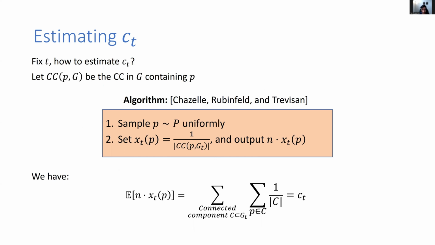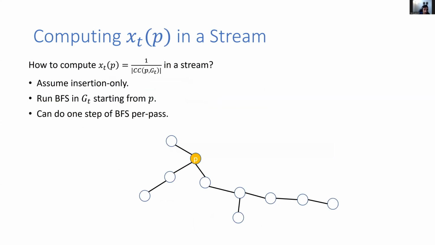Okay, so let's put that aside. Now let's ask, how could we actually estimate this quantity, this estimator? How could we implement it in a stream? Well, let's assume for simplicity we're in an insertion-only setting, and how could I actually estimate this value? Well, I could allow myself multiple passes over the stream. On the first pass, I could use something like reservoir sampling to sample a uniform point p. Now that I have this point, I need to know how big its connected component is in the graph G_t. And the only way to do that is, in some sense, to run a breadth-first search.